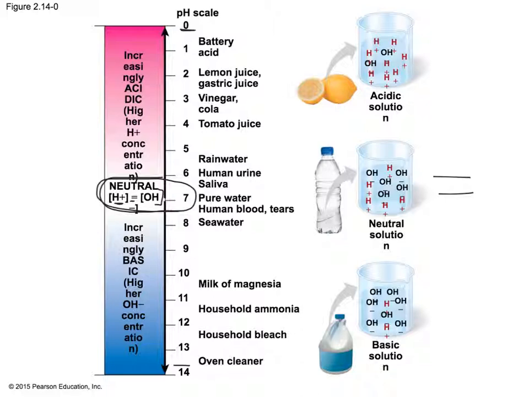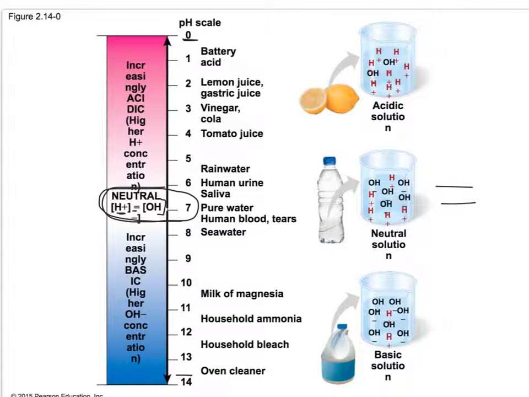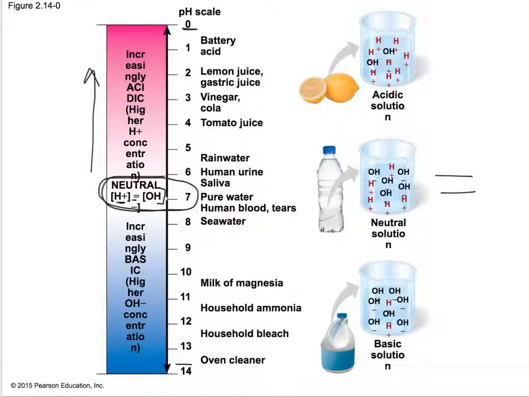And so on the number scale, if we go below 7, we're going to see that we become more acidic. And why? Because we have more hydrogen ions. Okay. And again, there's a 10-fold difference, so there's 10 times the difference in hydrogen ions between a 3 and a 4, where 3 has 10 times more hydrogen ions than the pH of 4. And so we're acids up here.